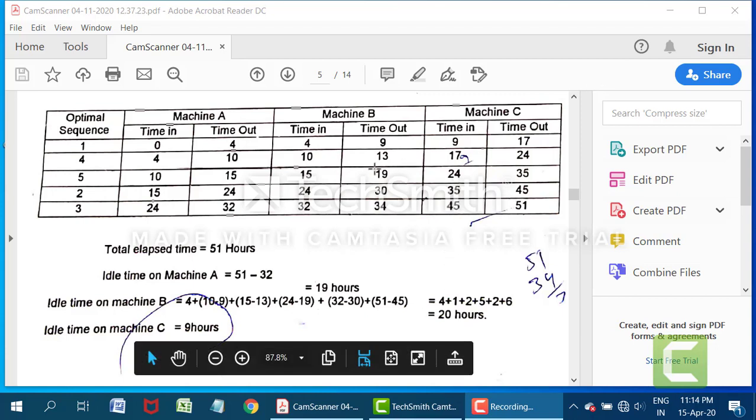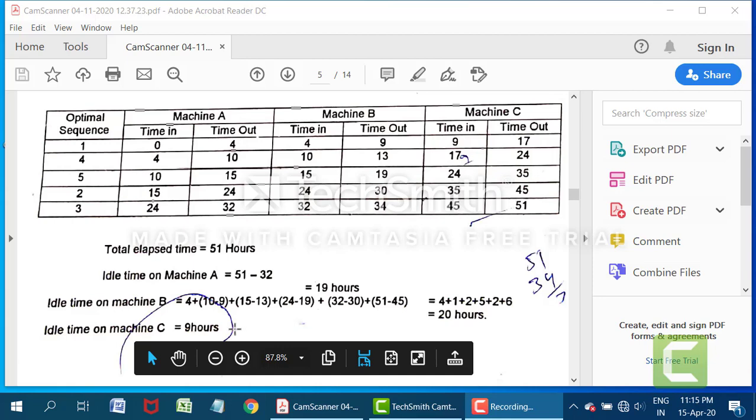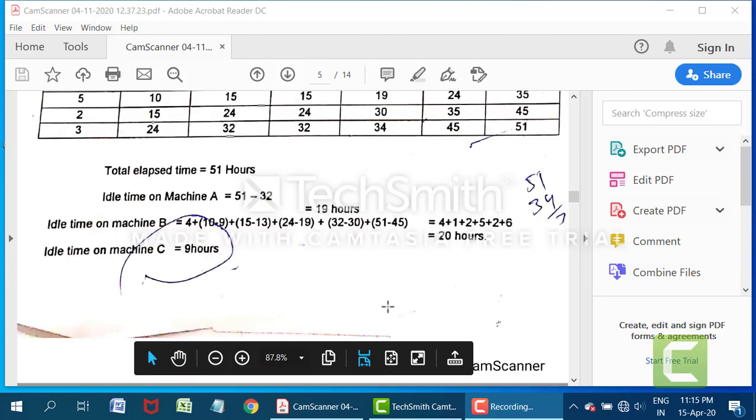Then coming to machine C, machine C started at clock time 9. So first 9 minutes it was idle. Then 9 to 17 working, 17 to 24 working, 24 to 35 working, 35 to 45 working, 45 to 51. There are no idle times here. Operation started at clock time 9, and only that is the idle time for it. From clock time 9 to clock time 51, it was totally busy. So idle time on machine C is equal to 9. This is how you have to do the problem here.